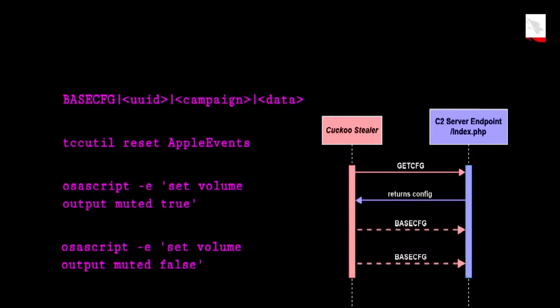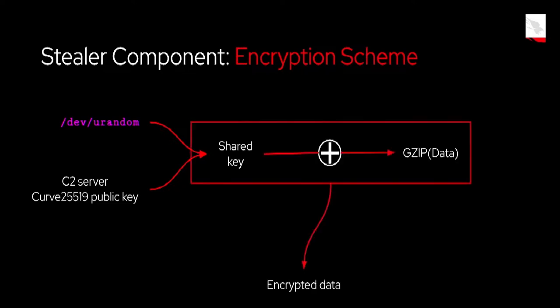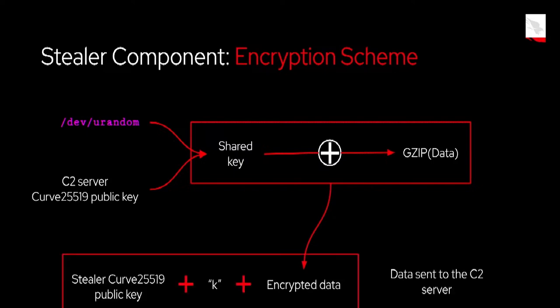So a quick bit on the encryption scheme in that protocol, because those messages are not sent in plain text. Cuckoo uses elliptic curve cryptography. They will first create a secret file reading 32 bytes from /dev/urandom, and then they use the server's public key that's embedded in its binary to derive a shared key. That key is used to XOR with the data that's compressed with gzip. Finally, what's sent to the C2 is the stealer's public key, concatenated with the letter K, and followed by the encrypted data.